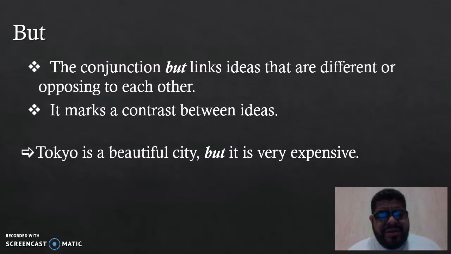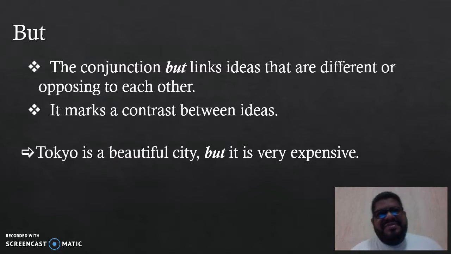The conjunction but links ideas that are different or opposing to each other. It marks a contrast between ideas. For example, Tokyo is a beautiful city, but it is very expensive. If you see, the conjunction but, it's joining both ideas, but those ideas are different. On one hand, we have beautiful. Beautiful is a positive statement or adjective in this case.